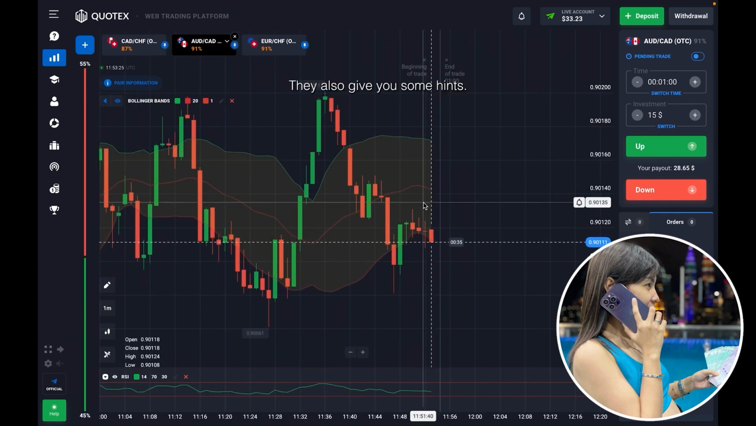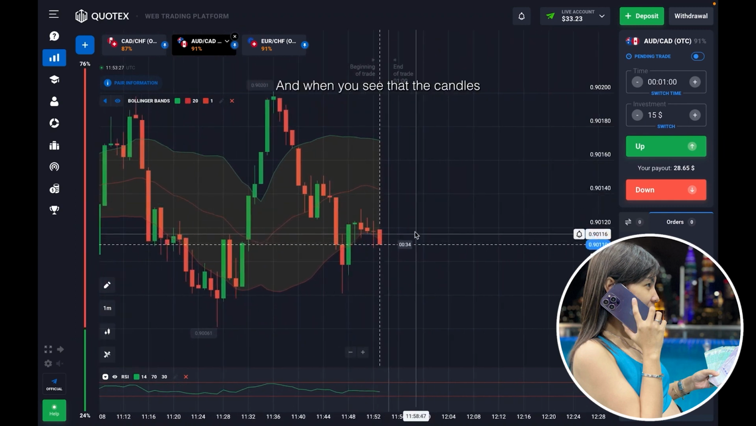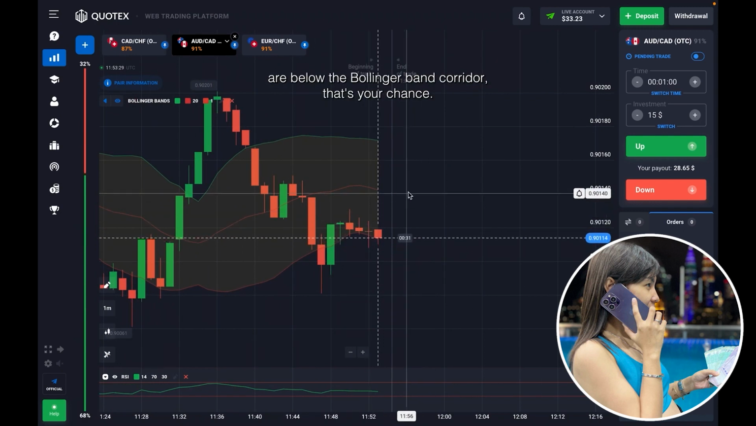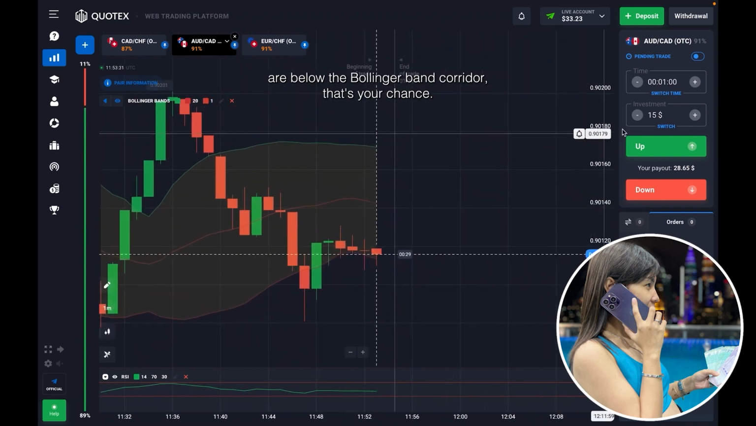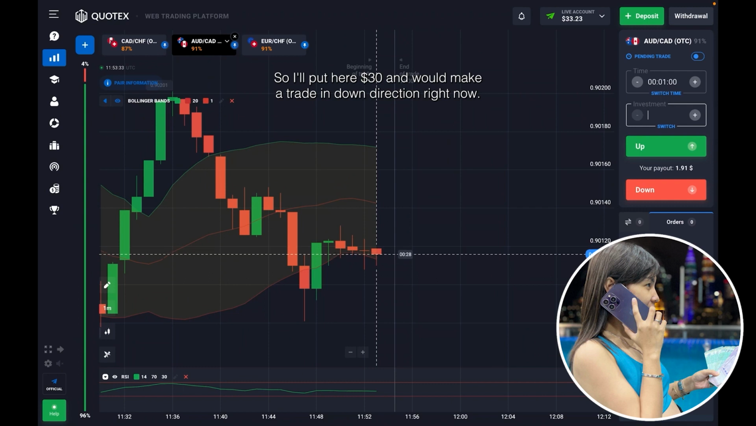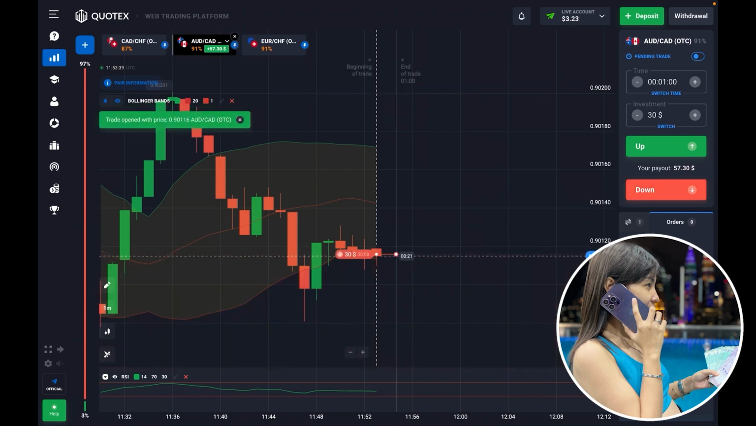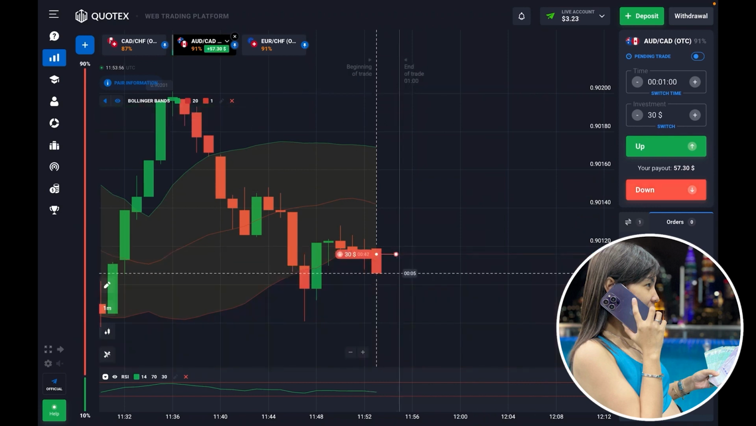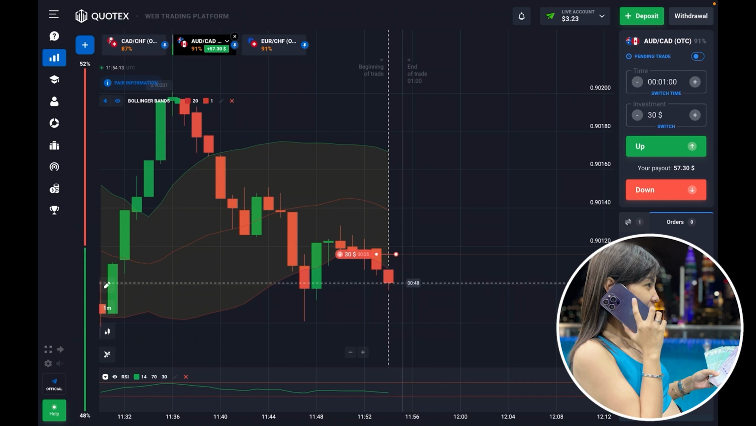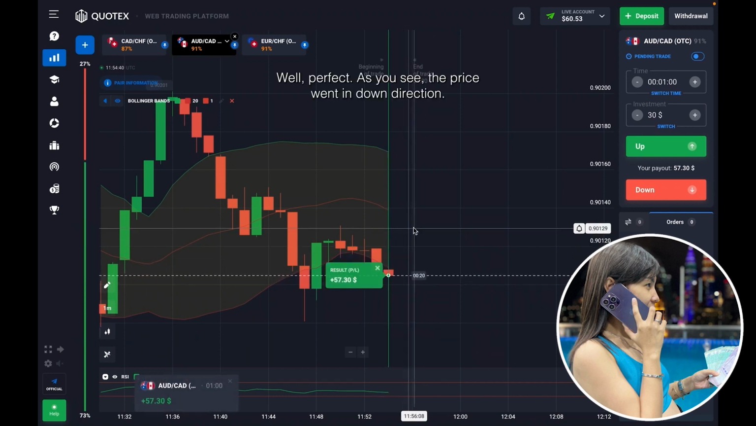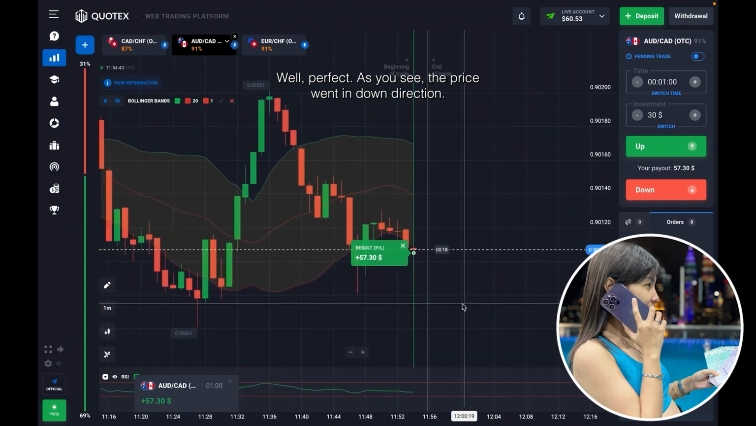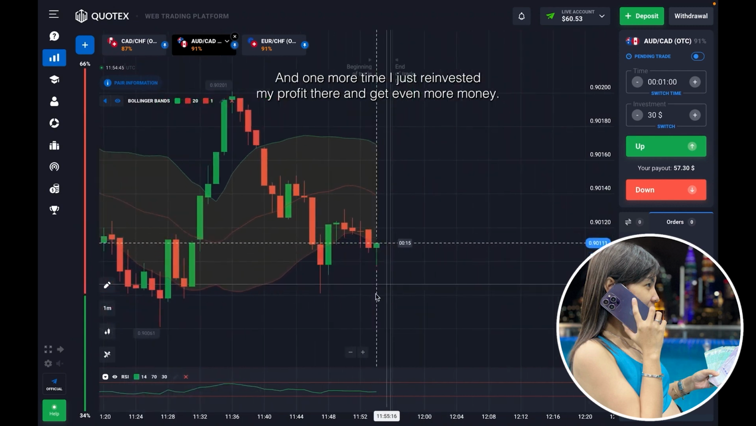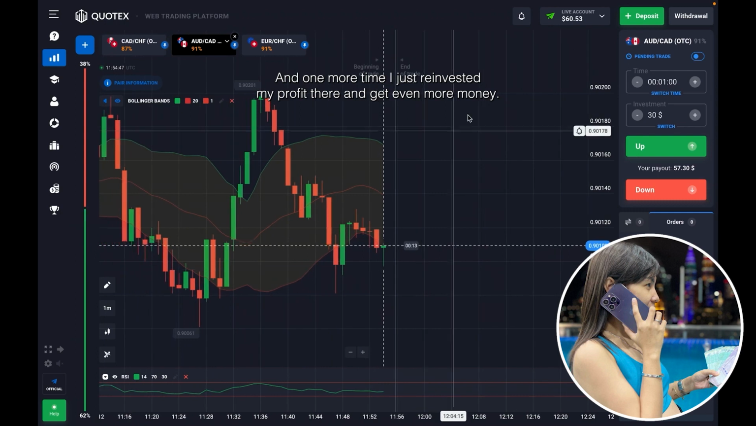They also give you some hints, and when you see that the candles are below the Bollinger Band corridor, that's your chance. So put here $30 and make a trade in down direction right now. Amazing. As you see, the price went in down direction, and one more time I just reinvest my profit there and get even more money.